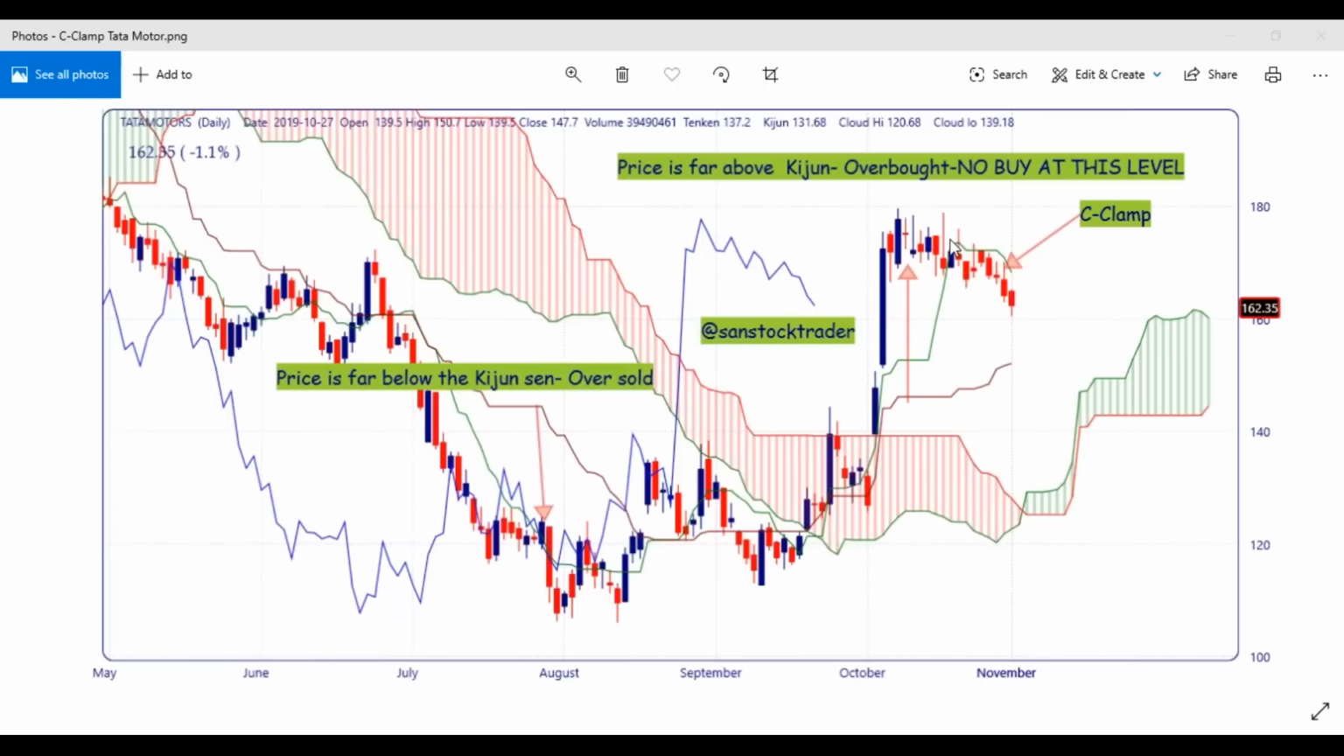One should go short when price closes below the Tenkan-sen. Here price closed below the Tenkan-sen. So below this I will go short and book profit at 2-3%, or one can even wait for the target to reach the Kijun-sen. So this is called a C clamp. It looks like a C clamp. I hope I answered your query.